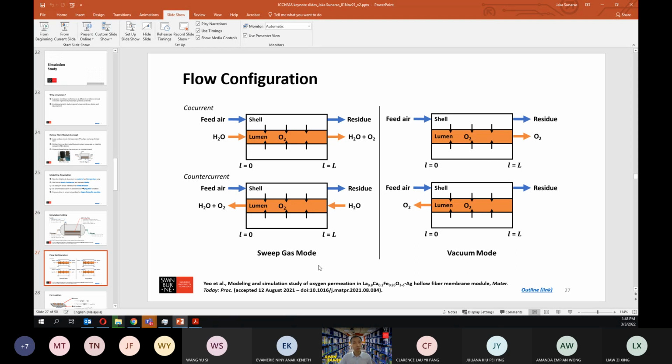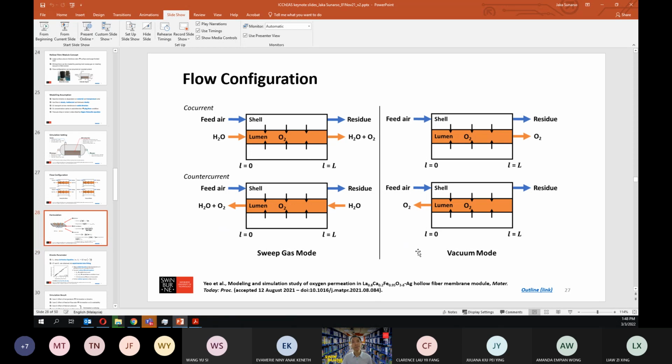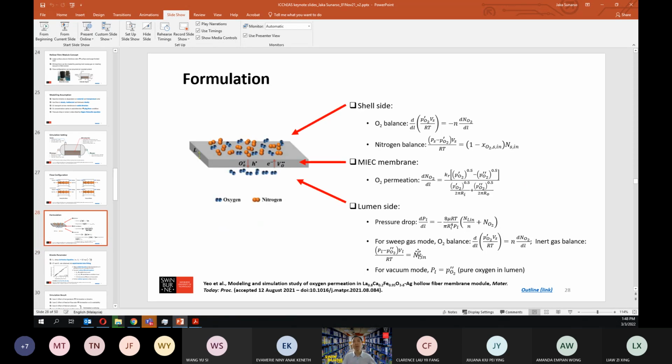Note that we have two different modes in here. The first one is the sweep gas. The second one is the vacuum mode. Okay, then this is the formulations. How do we formulate the model?